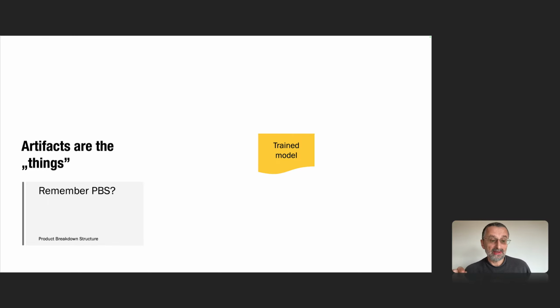Remember the product breakdown structure? When we start the project, we need to firstly contemplate what we are going to deliver. If it's a bicycle, it has some wheels, etc. So here in our concept, which is quite universal, artifacts are, for example, trained models or data.